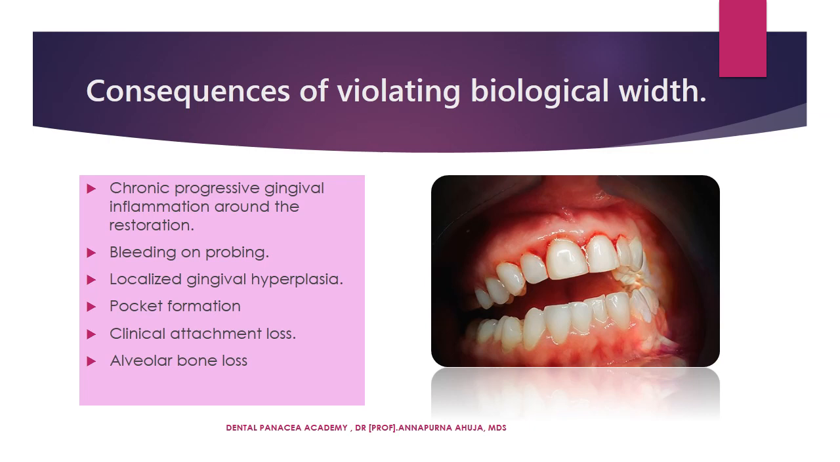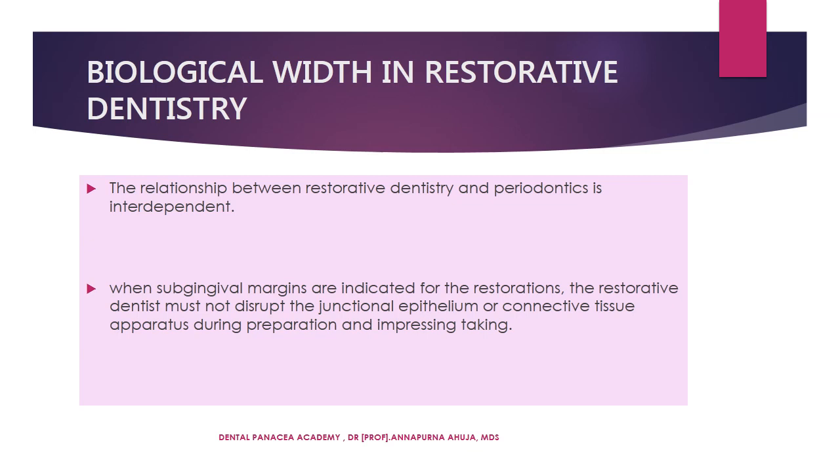So what are the consequences of violating biological width? When biological width is violated, it may cause chronic progressive gingival inflammation around the restoration. There could be bleeding on probing, localized gingival enlargement, pocket formation, loss of attachment and bone loss.